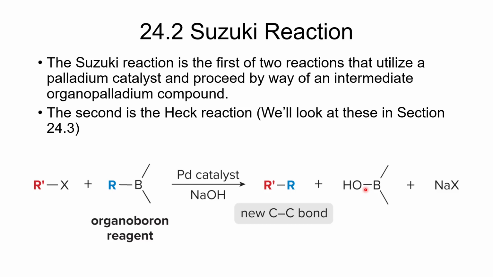So what's involved with the Suzuki coupling is that we'll use an alkyl halide and an organoboron reagent. The boron is bonded to some sort of alkyl, aryl, or vinyl group. There's any number of possibilities that this could be. We're going to make a new bond between this alkyl group and that R group, so we'll have a new carbon-carbon bond. The boron's going to make a new bond with OH, which comes from the hydroxide. And then this halide is going to end up as an ionic compound with the sodium. So that's the basics of it.